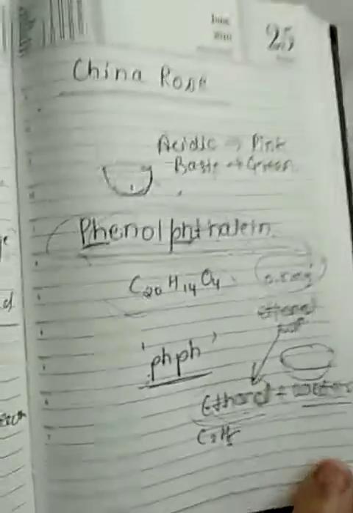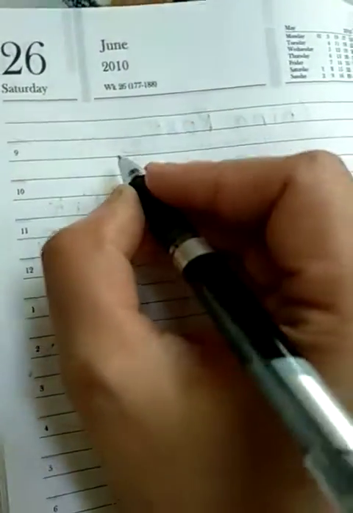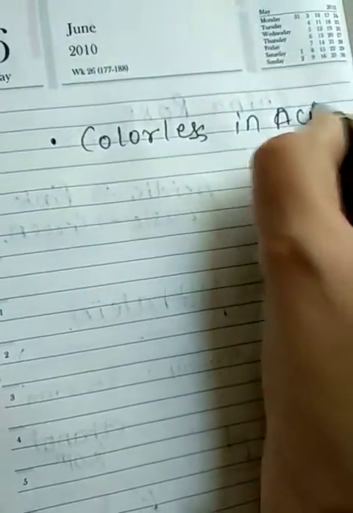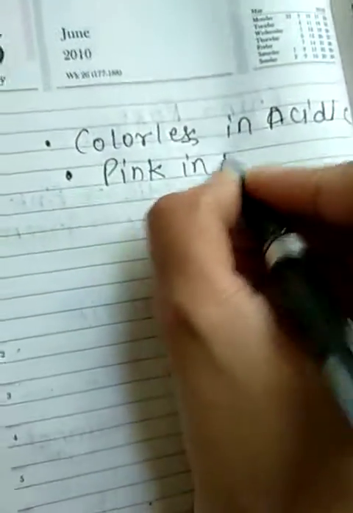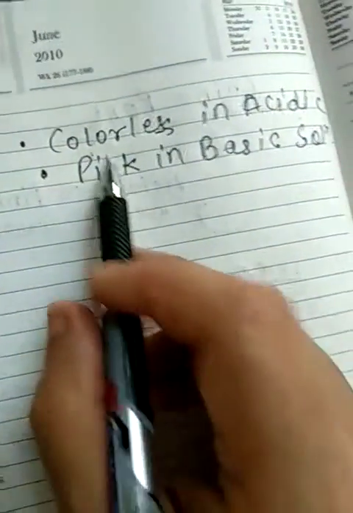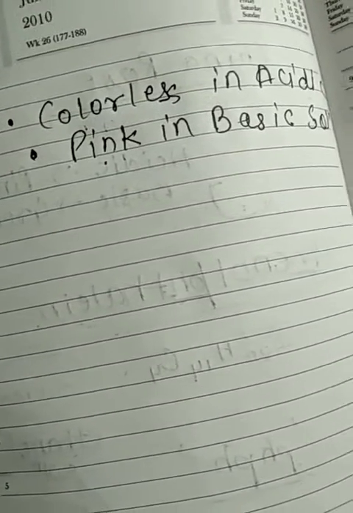Now the question is, how do we perform a test? How does the phenolphthalein solution react with acid and base? It turns colorless in acidic solution, but it turns pink in basic solution. So the difference in color is the only way to tell whether it is acidic or basic in nature. It becomes colorless with acidic solution and pink in basic solution.